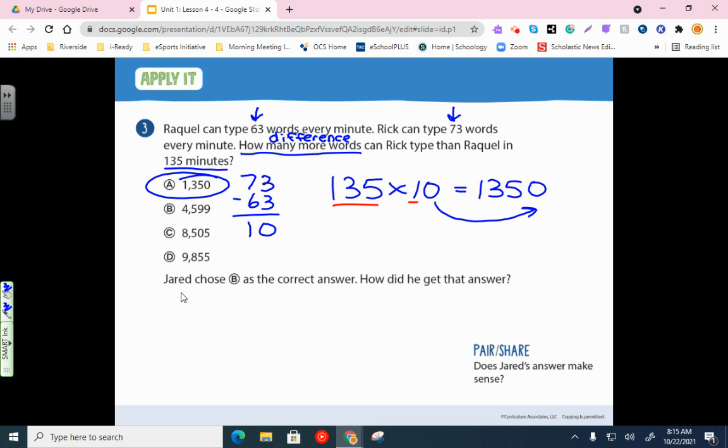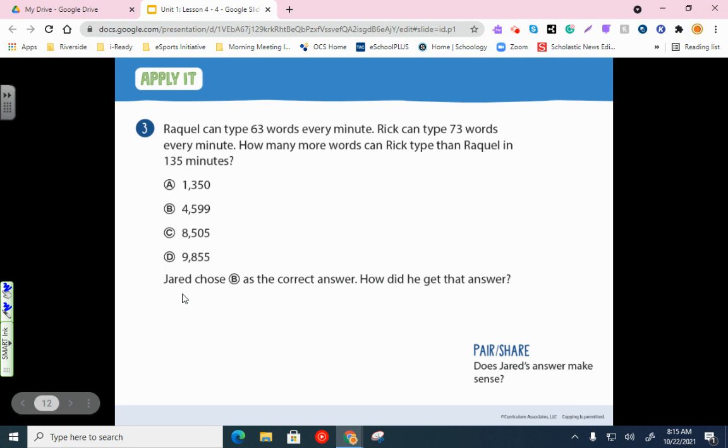Jared chose B as the correct answer. How do you get the answer? What he might have done is he might have multiplied them, found the difference, and added the answers together. All right, so let's go on.